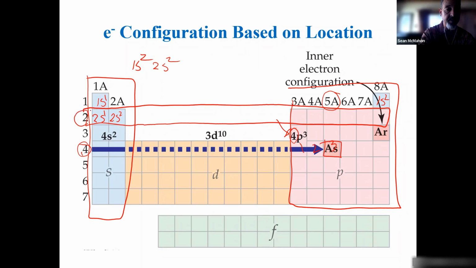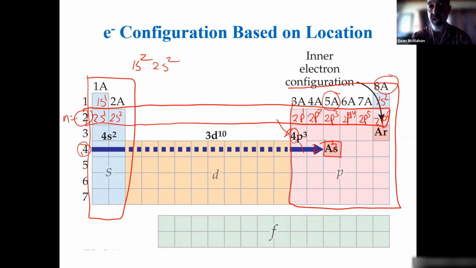I'm in my second period because n equals 2, but now I'm in the P block. So this would be 2p1. This would be 2p2. This is 2p3 because it's in the 3rd position. 2p4, 2p5, and then 2p6. Now, why is it 2p6 for the noble gases?